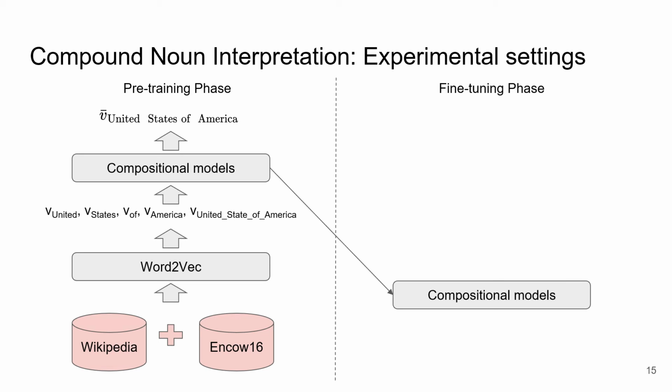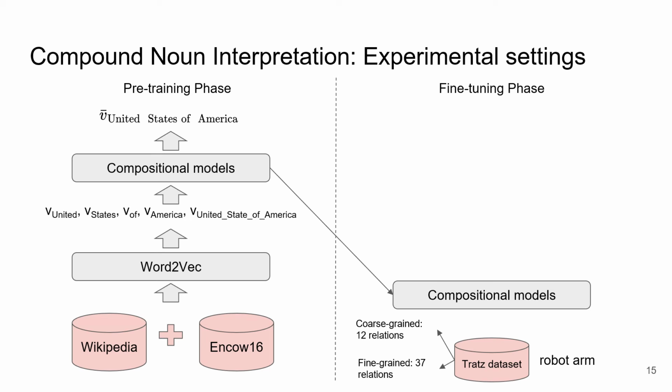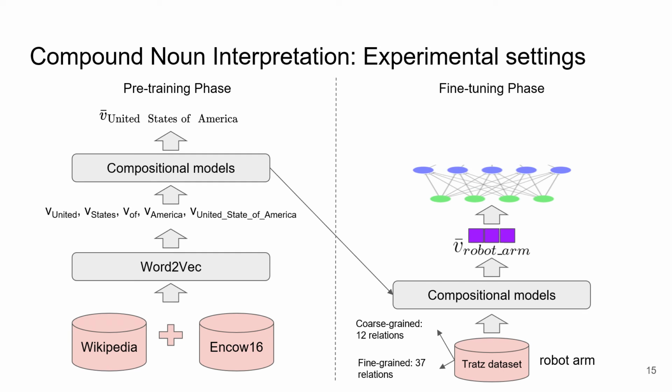In order to do noun compound interpretation, we use the pretrained compositional model. The dataset used is the Tratz dataset, which has two settings. The coarse-grained setting consists of 12 relations and the fine-grained setting has 37 relations. Then we use the compositional model to obtain the estimated embedding of the compound. Finally, we use a multi-layer perceptron to classify the relation. Let me discuss the main findings of this experiment in the next slide.